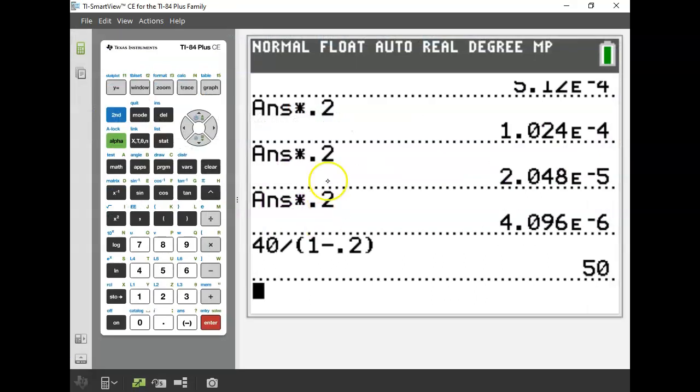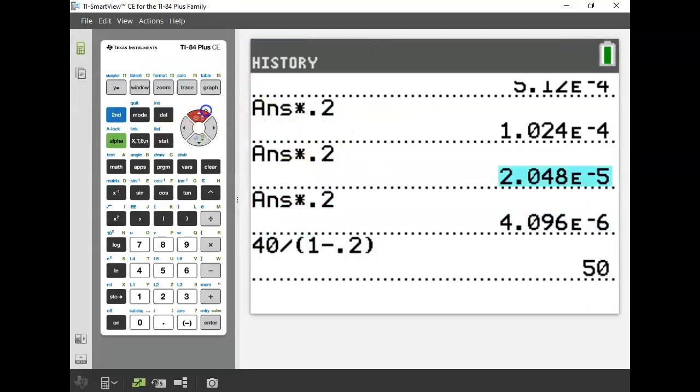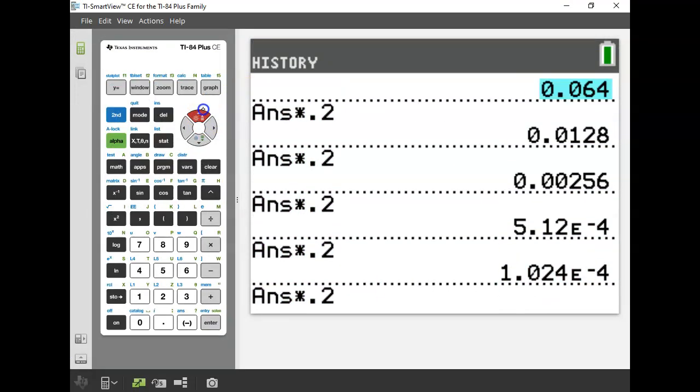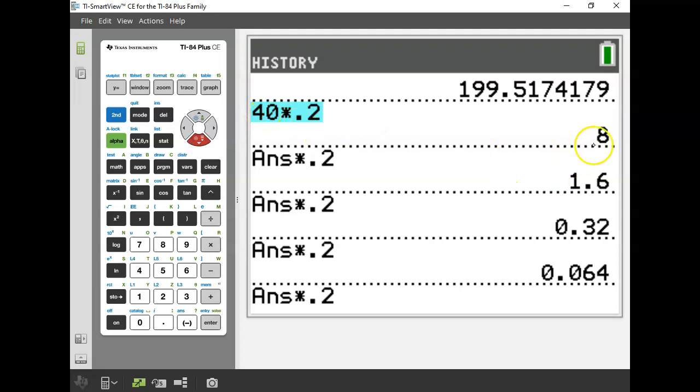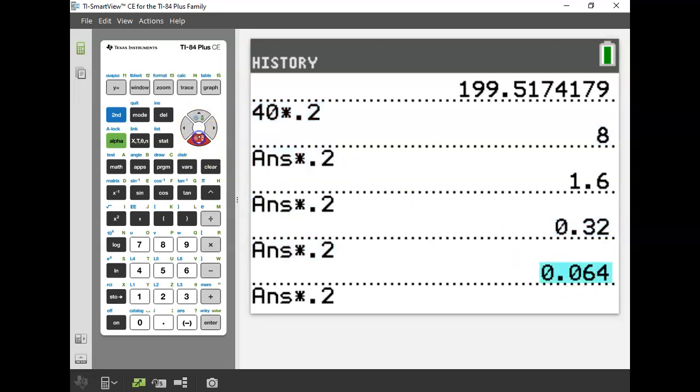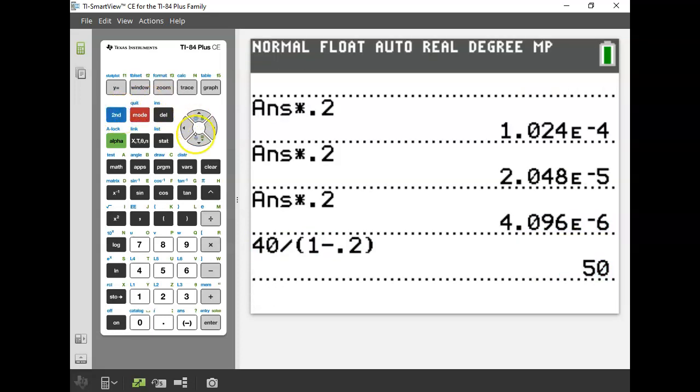Again, if I go back here, up my list a ways, see how it started at 40, our first term, right here. Then we'd add 8, we're up to 48. We'd add 1.6, so we're at 49.6. And then this would make it 49.92. And you're adding little teeny tiny pieces. Do you see why it's eventually approaching 50? Okay. It's a very interesting concept.